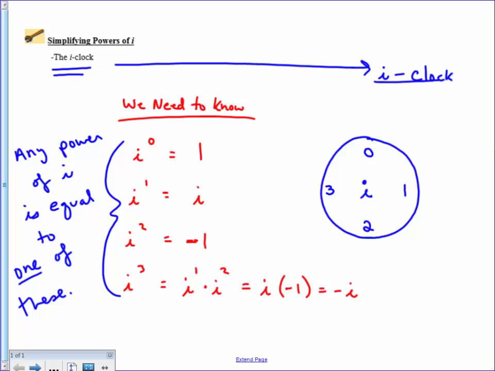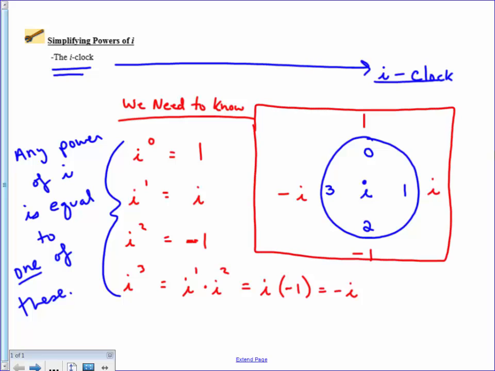And then on the outside of my clock are the results of my powers. In other words, i to the 0 power equals 1. i to the first power equals i. i to the second power equals -1. i to the third power is -i. And so the i clock that I have written here gives a good way to organize this information. So if you will, memorize the i clock, and that will help you in this particular section.